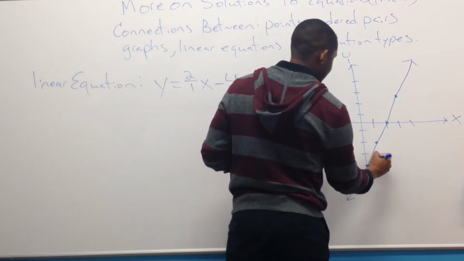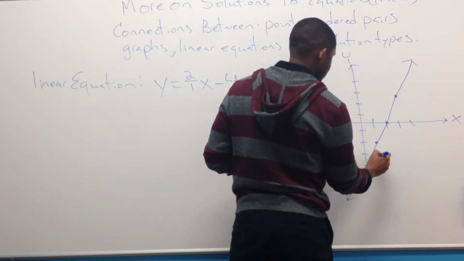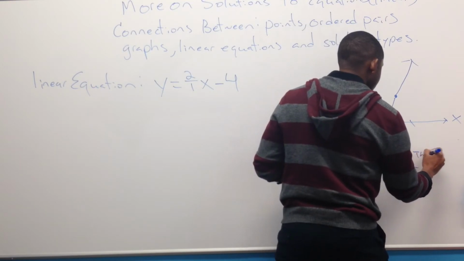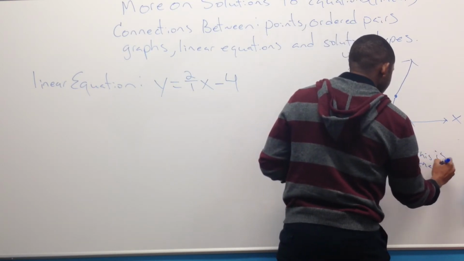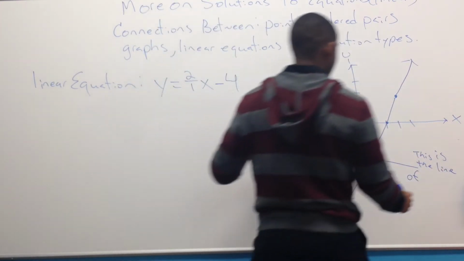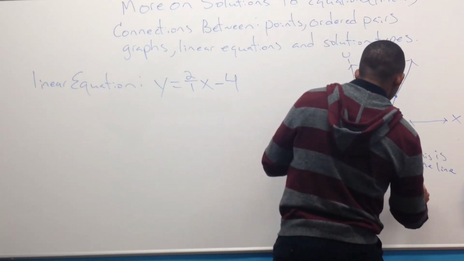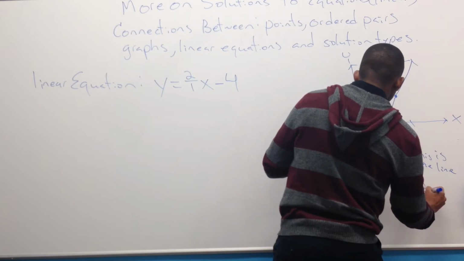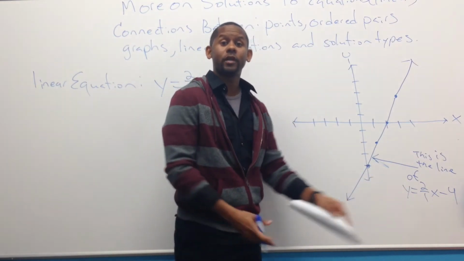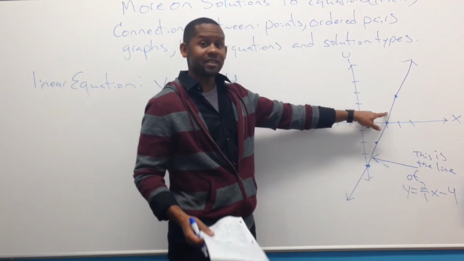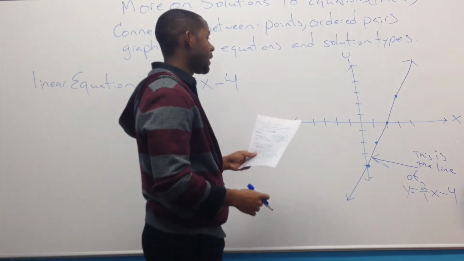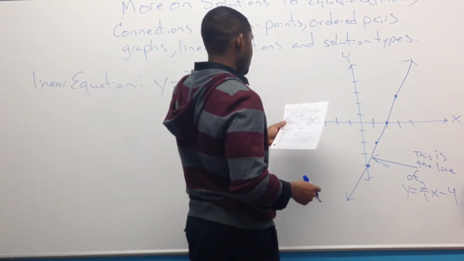But it is important to understand that this is the line of this equation, which is y equals 2 over 1x minus 4. This line comes directly from this equation. This is it algebraically, this is it graphically, making that connection. These represent the same thing, okay? So that's important to know, all right?